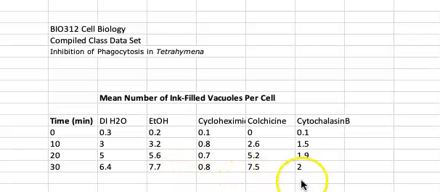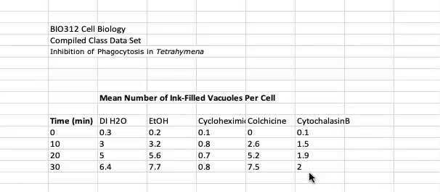Now, when we look at the treatment groups, there is one treatment group where we saw that same pattern, and that was the colchicine group. A steady increase in the mean number of vacuoles over the 30-minute period. The cytochalasin B treatment group and the cycloheximide treatment group look different, though. For both of those groups, we just don't see that increase. We don't see the cells being able to take in more and more phagosomes over time.